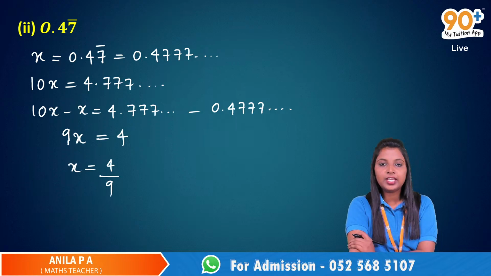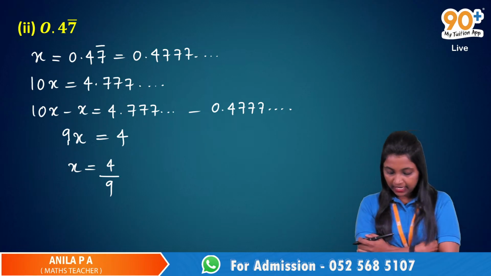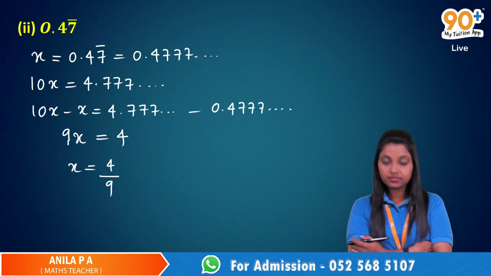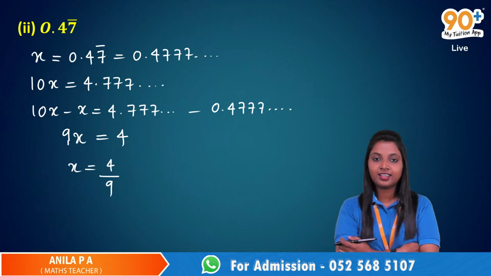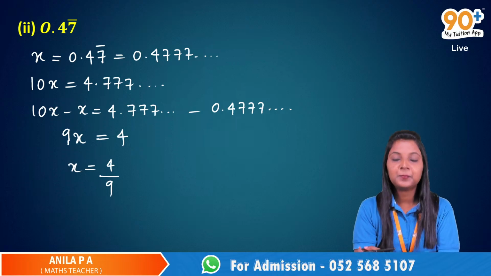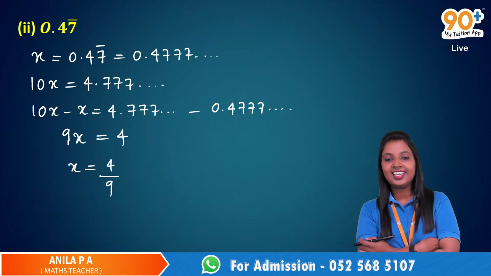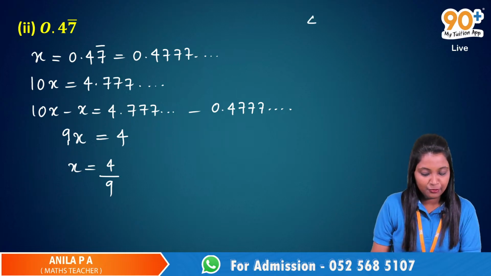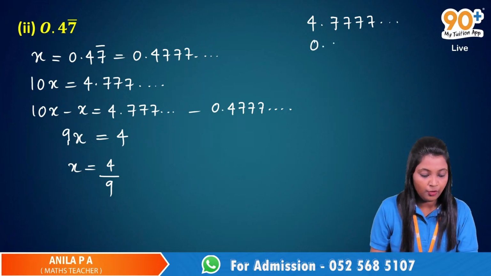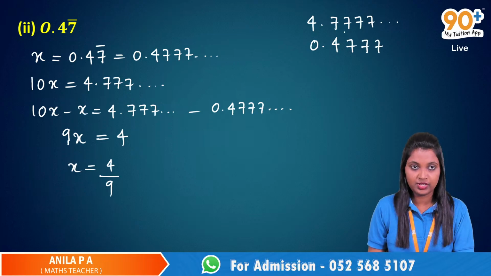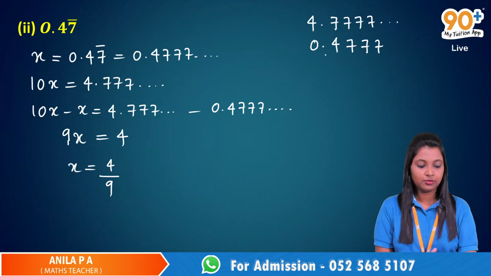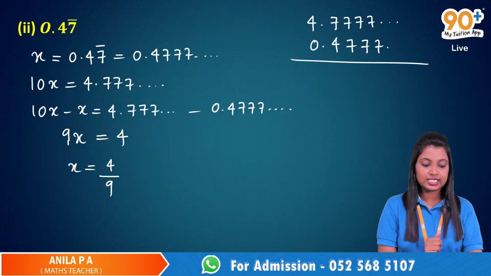So everybody got this answer, x is equal to 4 by 9. Ashlyn, you got 4.3 by 9, right? Yes. See, here we have 4.7777 etc. minus 0.477 etc. It's not 0.4777, it's 0.4777 where only the 7 is repeating.